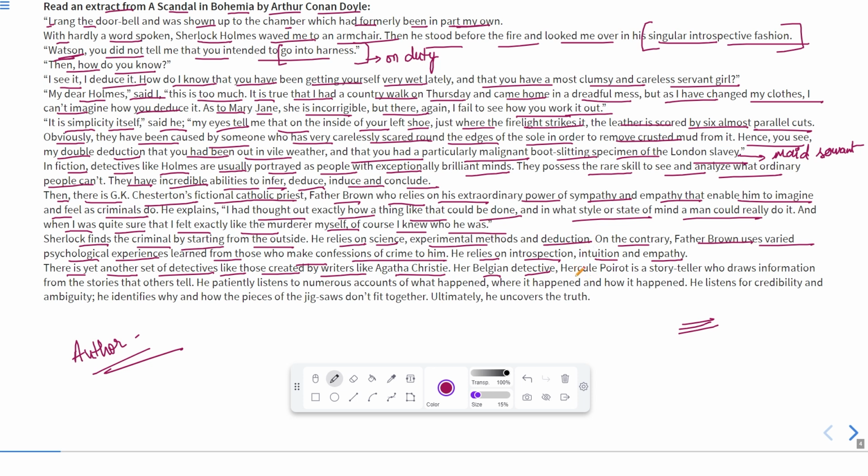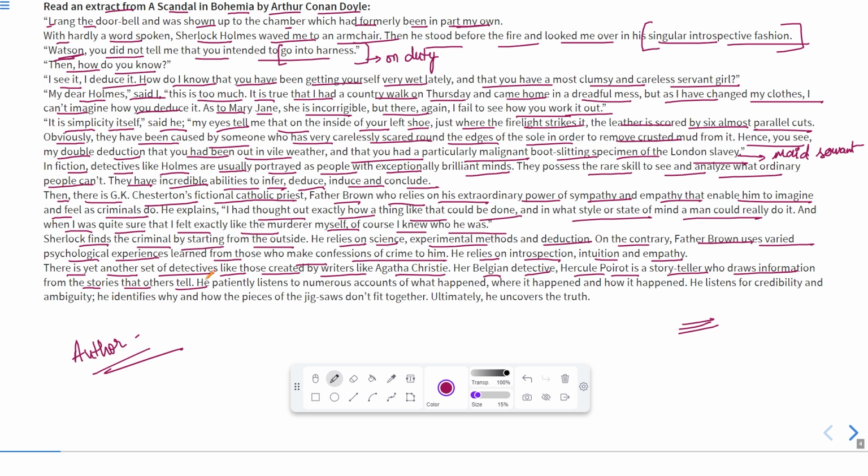Hercule Poirot is a storyteller who draws information from the stories that others tell. So Agatha Christie was the writer and author. She wrote a story about a storyteller, Hercule Poirot. He was also a detective, and the Belgian Detective was the series of novels of Hercule Poirot. He draws information from the stories that others tell.